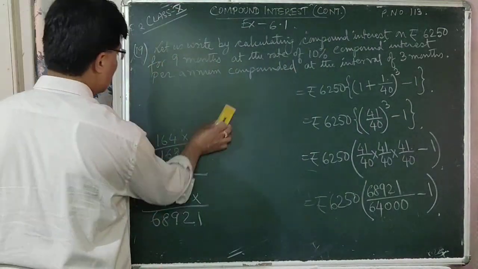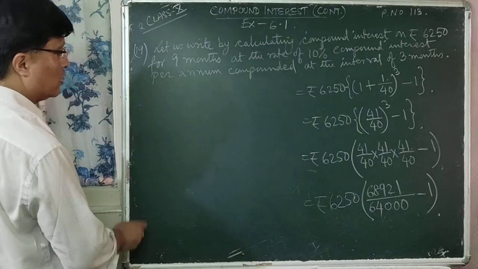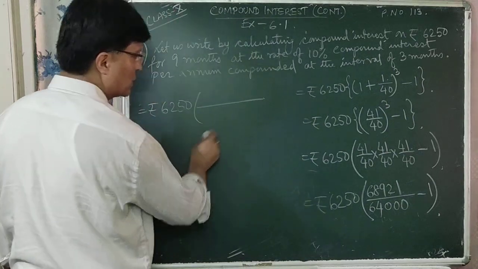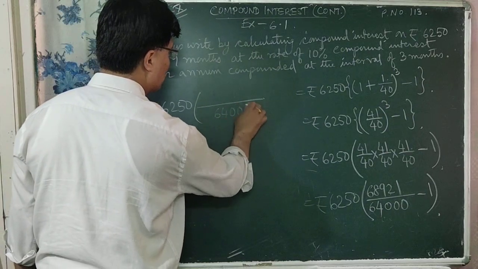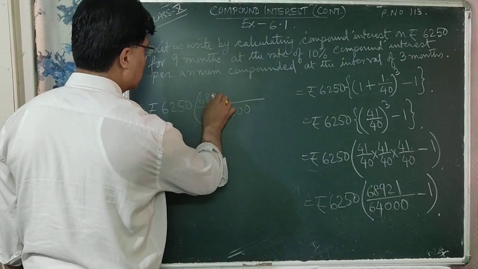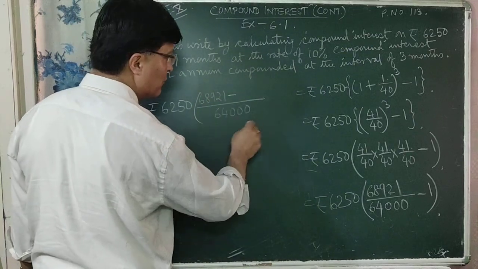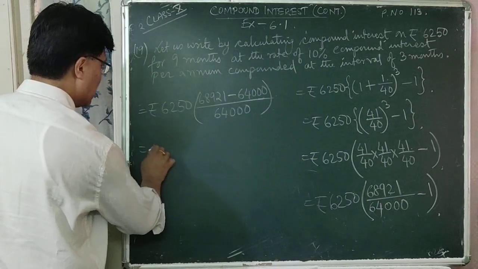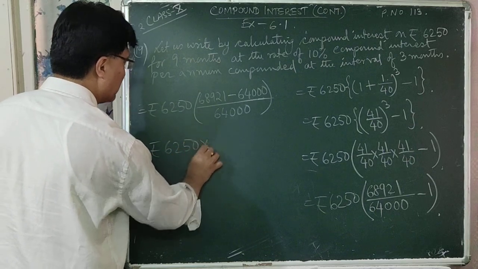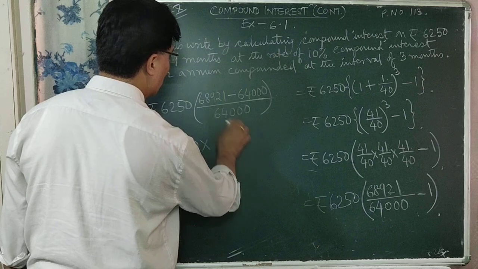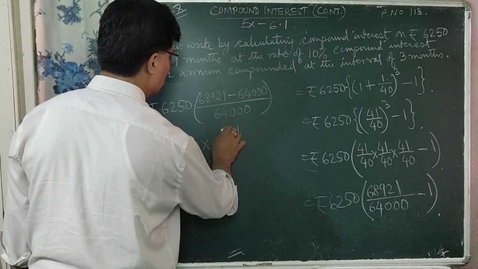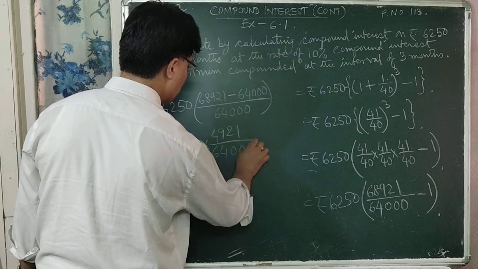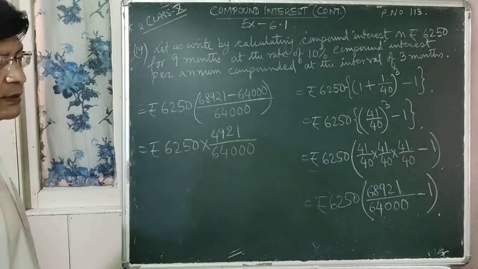Now let us do the simplification. So which is equal to rupees 6250 within bracket. What's the LCM? 64,000. Now numerator 68921 minus 64,000 into 1, 64,000, bracket closed, is equal to rupees 6250 into, now subtract them. 1 minus 0 is 1, 2 minus 0 is 2, 9 minus 0 is 9, 8 minus 4 is 4, divided by 64,000. Is that clear to all of you?